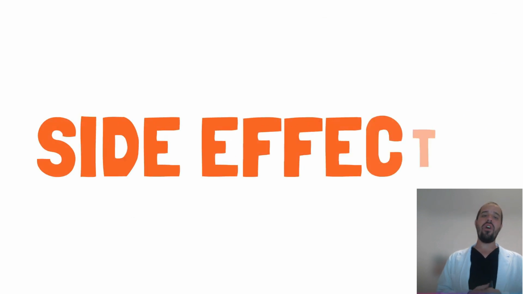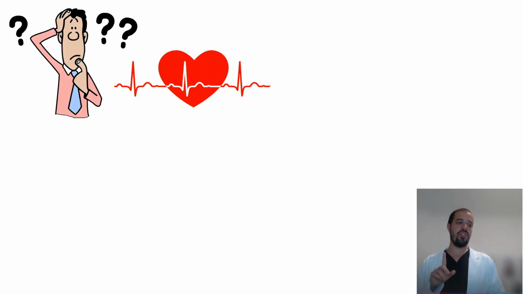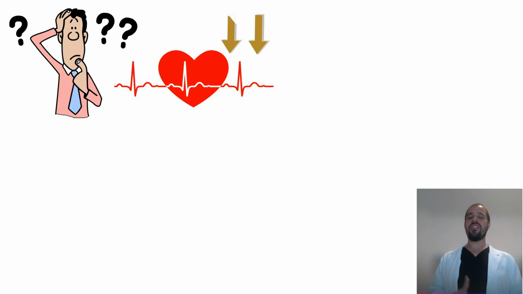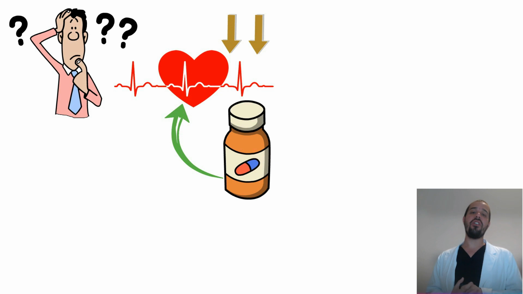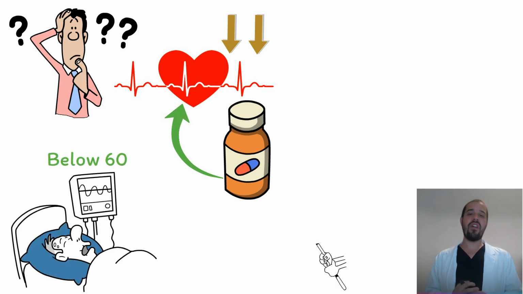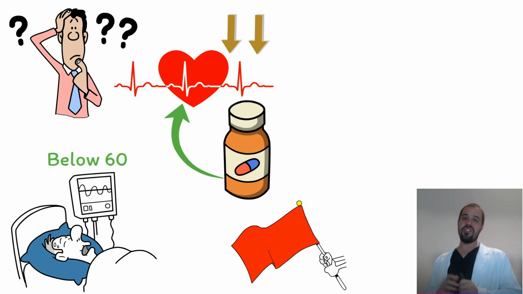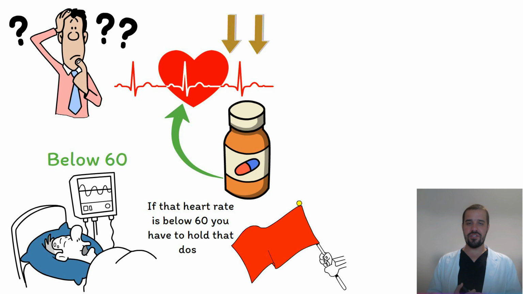Side effects. What side effects can we expect with a patient on beta blockers? The first side effect I would like to warn you guys about is a reduction in heart rate. Since these medications block beta receptors, they cause a drop in heart rate. A heart rate below 60 is a red flag for nursing exams. So if that heart rate is below 60, you are to hold that dose.